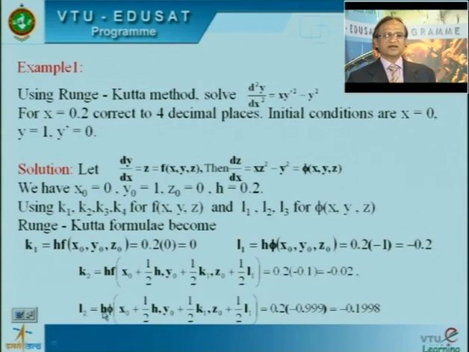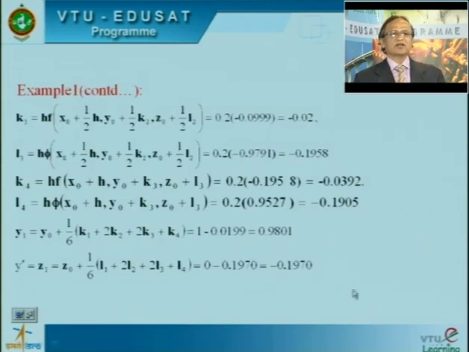Now I want to calculate L2. So, L2 means h is known, x naught is known, all these values are known. I will substitute these values in the function and simplify. After simplification, I can obtain minus times of 0.1998. So, that is the numerical value.